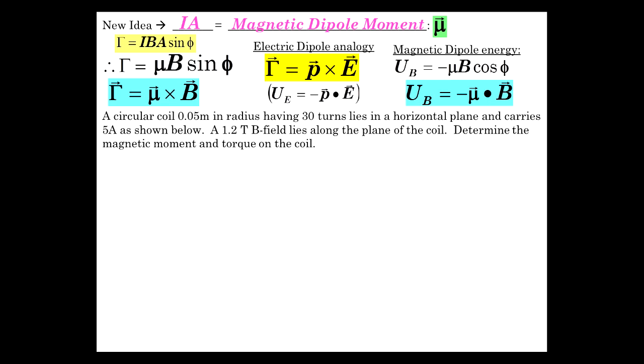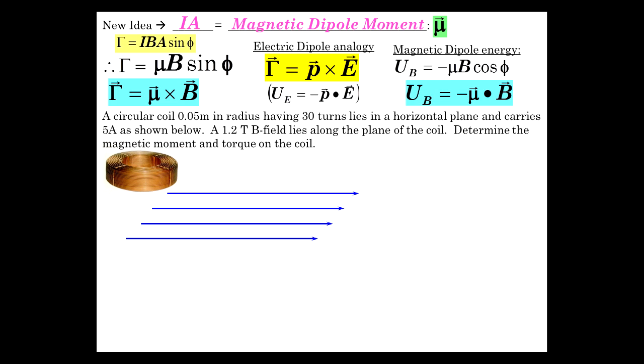Well, let's do an example. We have a coil with 30 turns. Here's a picture of a coil. I'll put that in there for reference. In my drawing, which doesn't quite look the same, it's really what it corresponds to. So we have a magnetic field of 1.2 Tesla. And here's this coil. Current is 5 amps. The magnetic dipole points straight out of the area. And we're going to determine the magnetic moment and the torque on the coil.